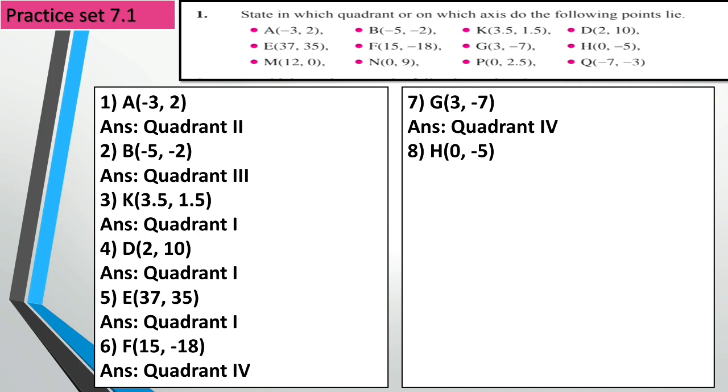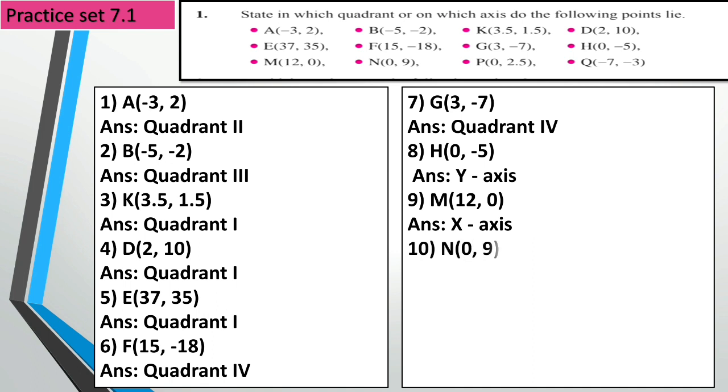Here the x coordinate is 0 and the y coordinate is a given number. It means it will lie in which axis? The y-axis, because the y coordinate is a given number. The point M is given 12 and 0, which means the x coordinate is 12 and the y coordinate is 0. It means we have the value of the x coordinate, so it will lie in which axis? X axis.